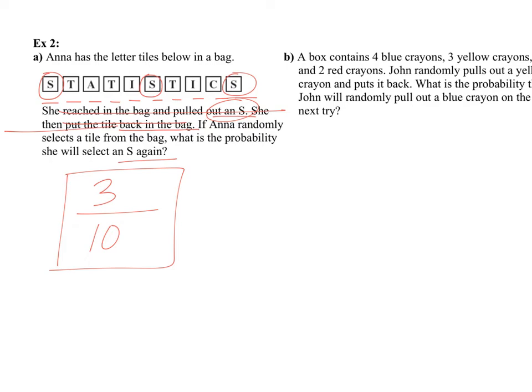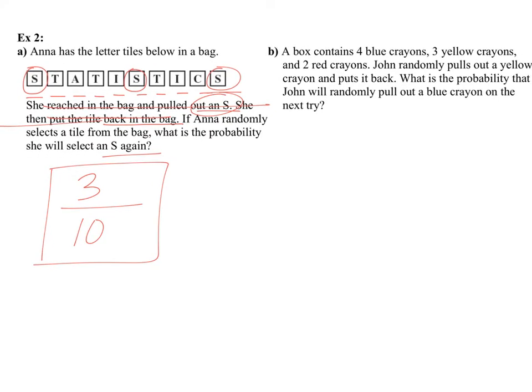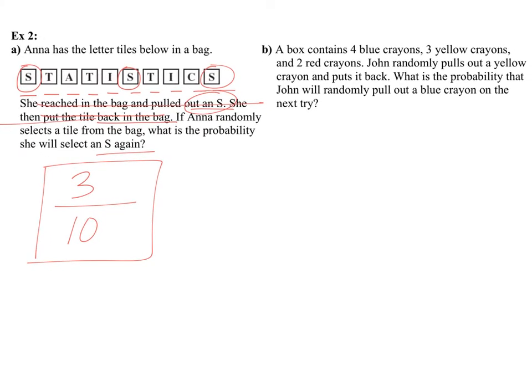All right, part B. A box contains 4 blue crayons, 3 yellow crayons, and 2 red crayons. John randomly pulls out a yellow crayon and puts it back. What is the probability that John will randomly pull out a blue crayon on the next try? Since he's putting it back, nothing changes. It's as if nothing even happened.